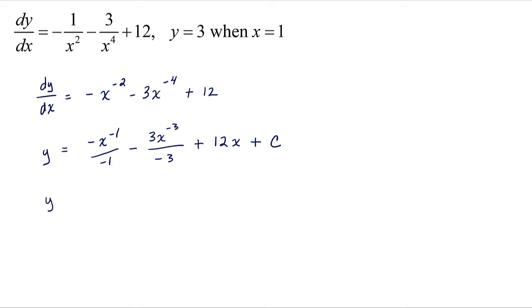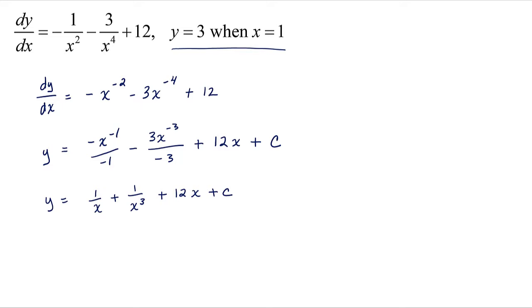Simplifying, we now have that y is equal to 1 over x plus 1 over x cubed plus 12x plus c. Now, to find our constant c, we will use the information that y is equal to 3 when x is equal to 1.